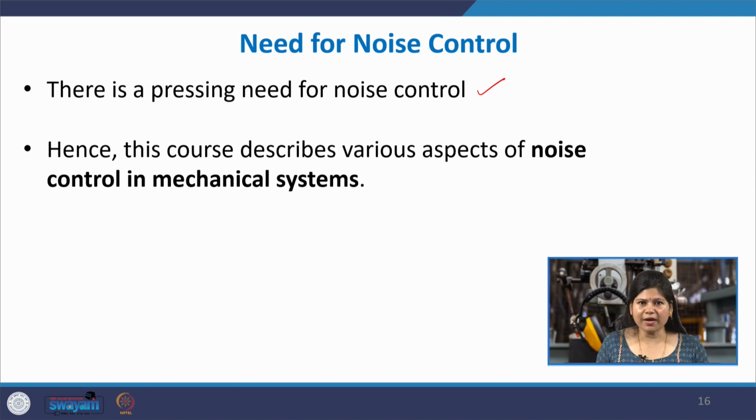There is a lot of traffic, a lot of industries, a lot of people, a lot of hustle and bustle. So, man-made sources of sound have increased, and hence the problem of noise pollution has also gone up. All of this justifies and sets the premise for having a course on noise control in mechanical systems, and that is what this course is about.